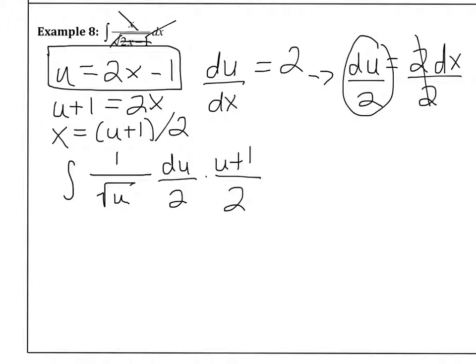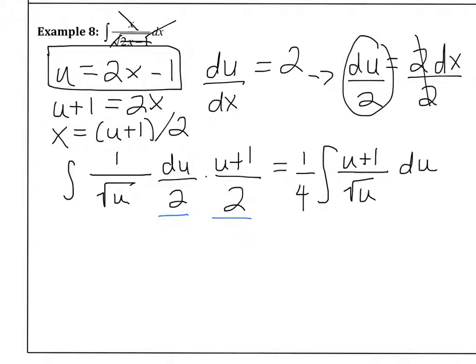Then we got to clean some stuff up. Not a big deal. I've got a times 1/2 here and a times 1/2 here, because it's over 2 twice. So really, that's going to be a 1/4 that comes outside. And now I'm really looking at something like this: u plus 1 in the numerator over root u, times du. And everybody's accounted for.